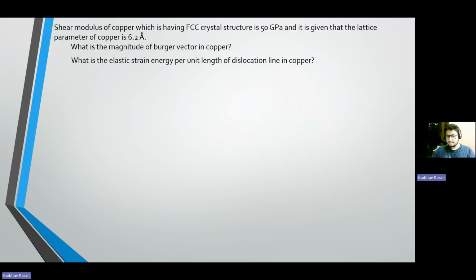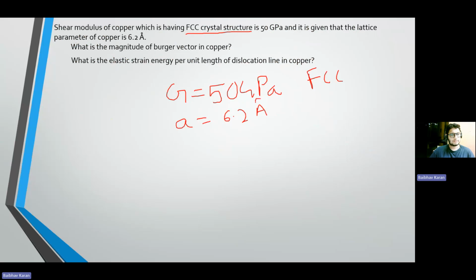Then there is a problem in the next question. The shear modulus of an FCC crystal. You remember your FCC crystal structure? The shear modulus of a material of an FCC crystal structure is given as G equals 50 GPa. The material is FCC, face centered cubic, and the lattice parameter of copper, A, is given as 6.2 angstroms. What needs to be found out is the magnitude of the Burgers vector in copper.